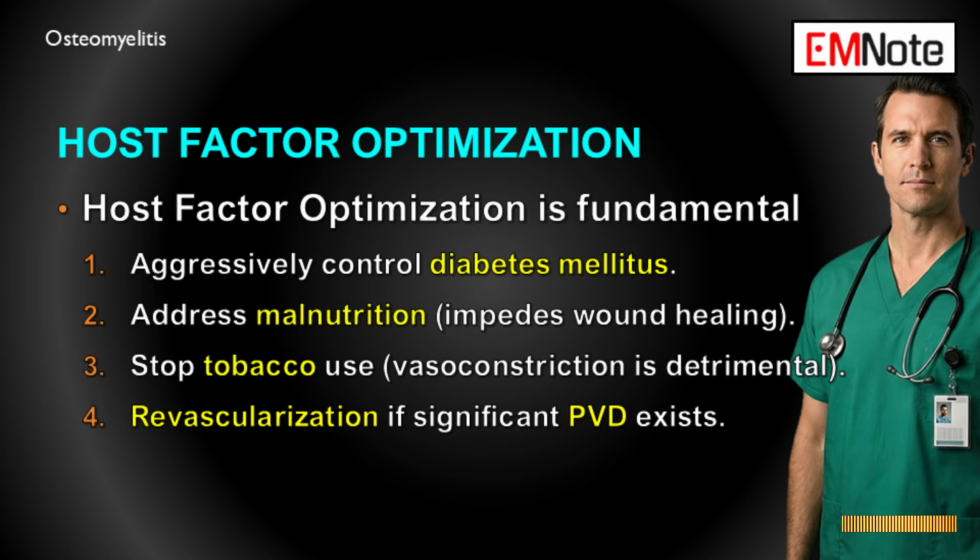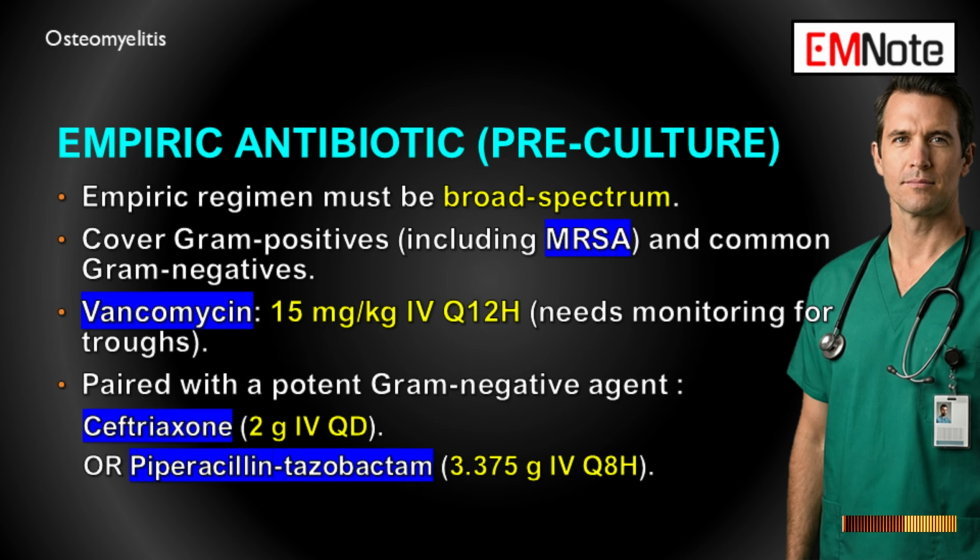Third, manage or stop tobacco use immediately. The vasoconstriction is a killer. And finally, if there's significant peripheral vascular disease, revascularization of the limb has to be done before any definitive surgical debridement. You have to ensure future antibiotic delivery and healing. If you ignore these factors, you're setting surgery up for failure. All right, let's get into the specifics of the antibiotics. This is the long game.